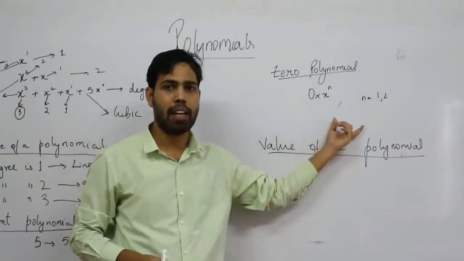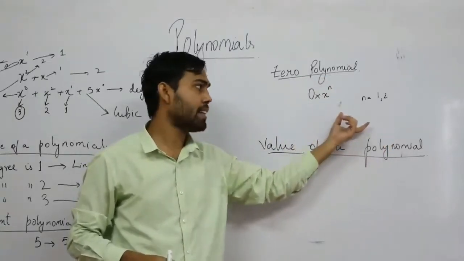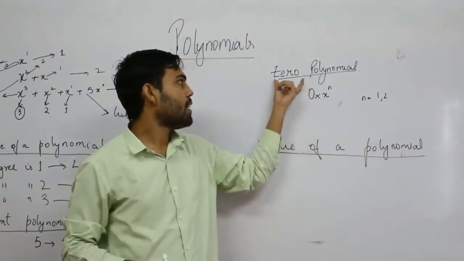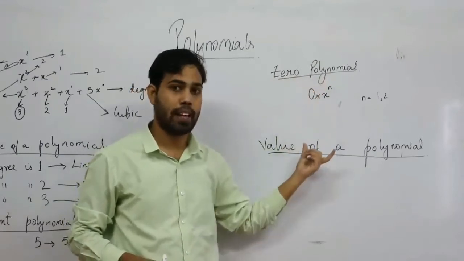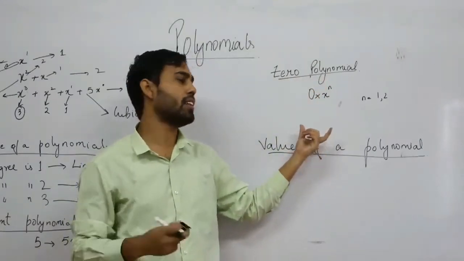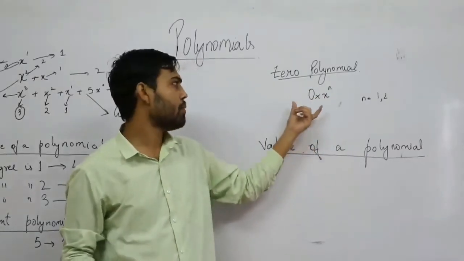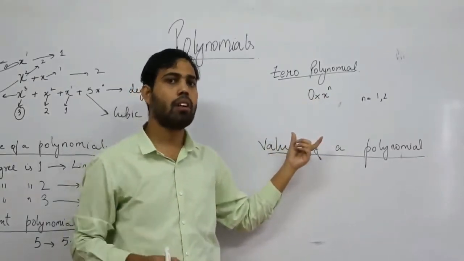I may have 1, I may have 2, I may have 100, I may have 10,000. It can be anything. So basically, the degree of the zero polynomial is not defined. We do not know exactly what the degree of a zero polynomial is. So keep this in mind: if someone asks you what the degree of a zero polynomial is, we do not know. It is not defined.